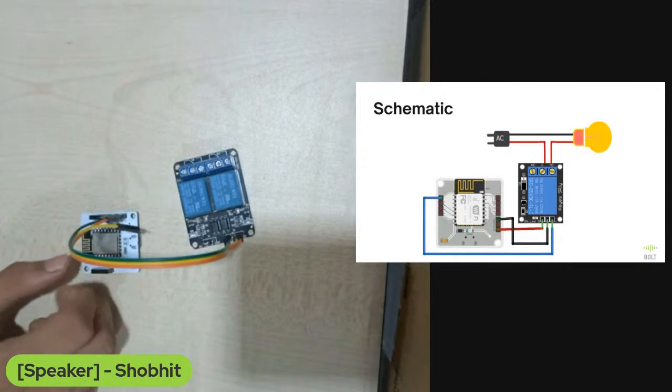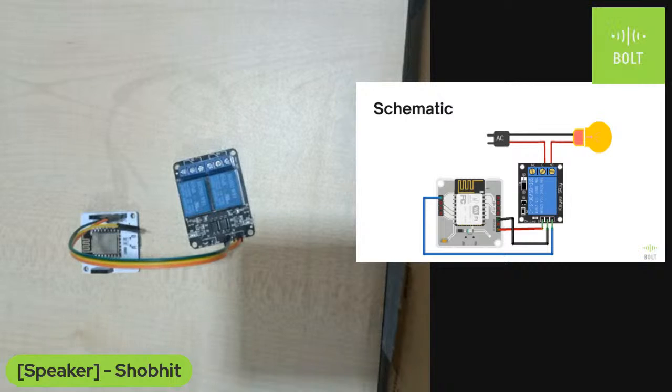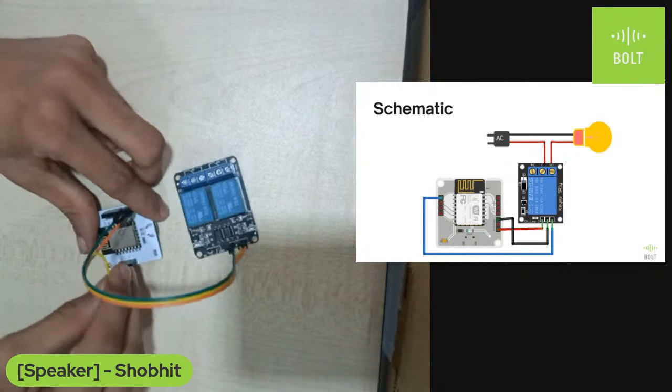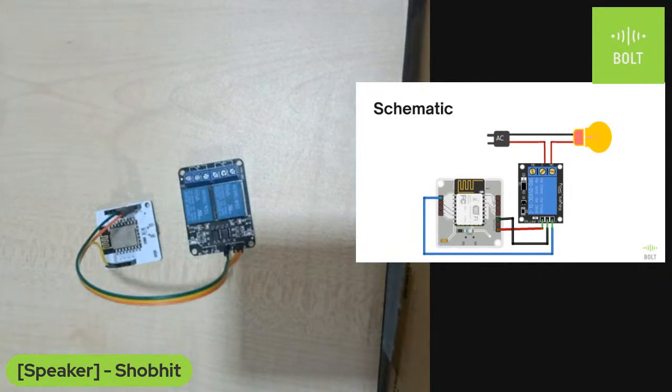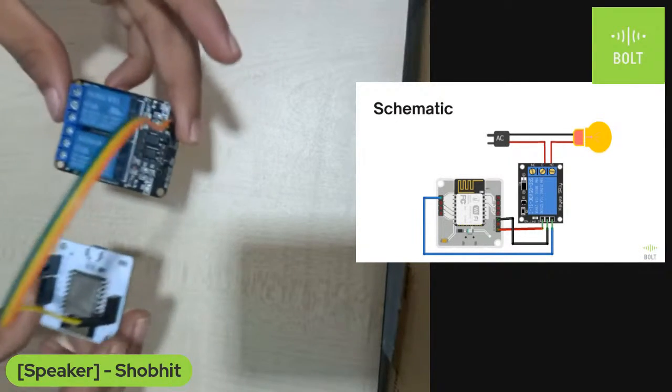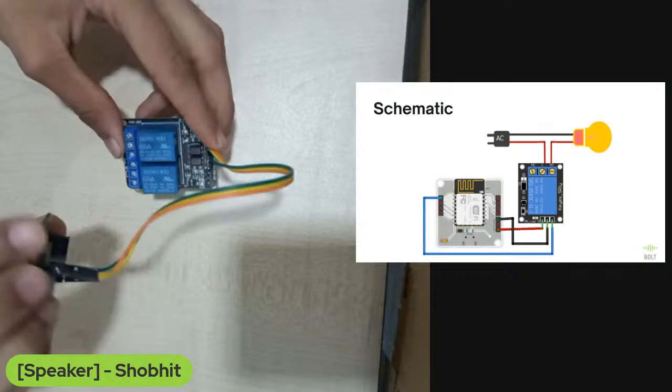Now there is one more pin left. If you see on the schematic, this blue pin, right? Blue wire. It is connected to pin number 1. So I'll connect it to pin number 1. So my connections are done. I have connected all those three pins based on the diagram.